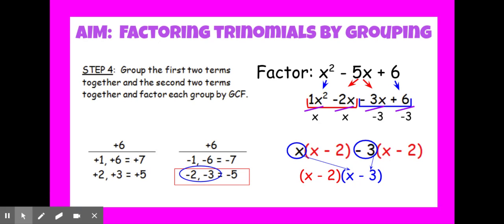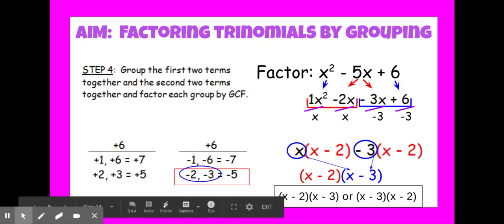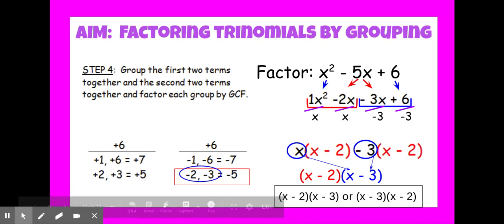Now, one thing you need to really understand is that it doesn't matter which way you write your factors. Your factors can either be x minus 2 times x minus 3, or you could put the x minus 3 first and put x minus 2 second. Doesn't matter. It always just matters that you can match it up on a multiple choice question.